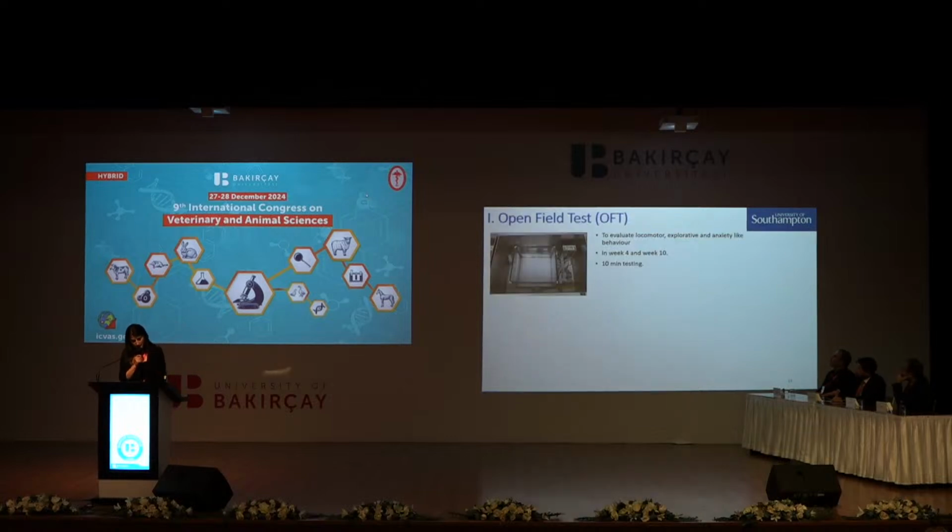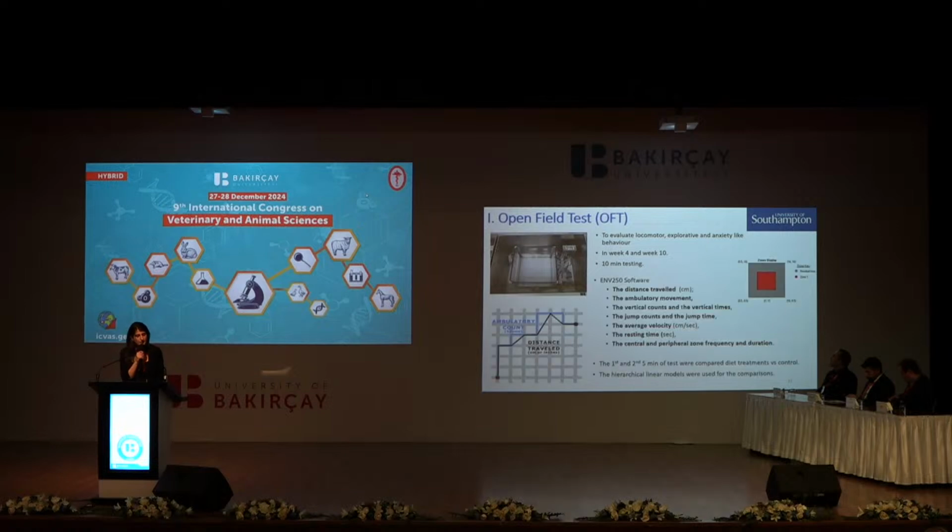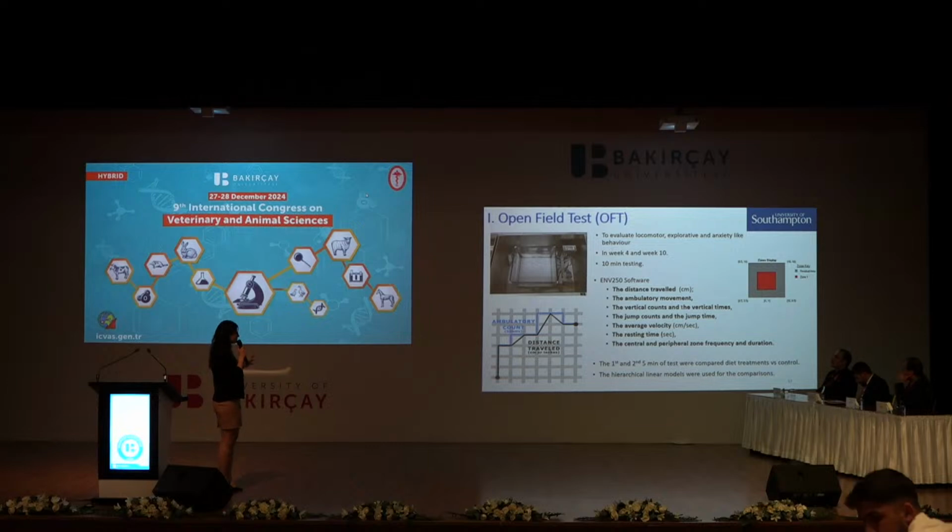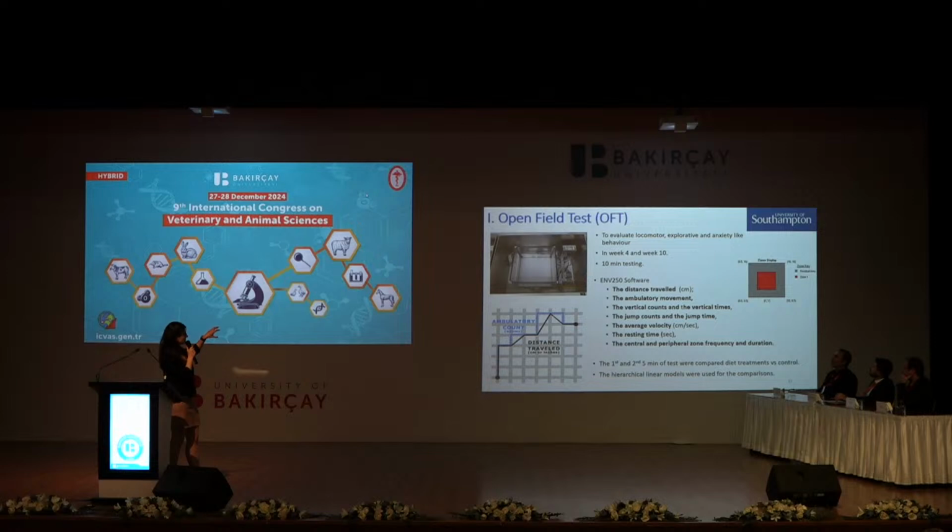So we kept testing them in open field tests. What is this test? We are using it to evaluate their locomotor, explorative, and anxiety-like behavior. So we did this test in weeks 4 and 10. We tested the offspring for 10 minutes, and we are using software to track the animal. The software gives us the whole distance traveled, ambulatory count, speed, and resting time. Basically, we are just putting the animal inside of this space and letting them explore and do those behaviors. Then we analyze the results as the first and second 5 minutes, and we use hierarchical linear models for the comparisons.